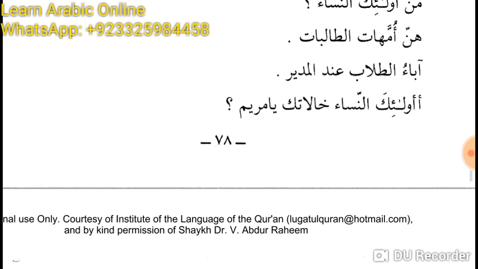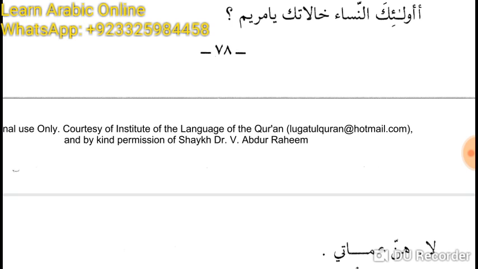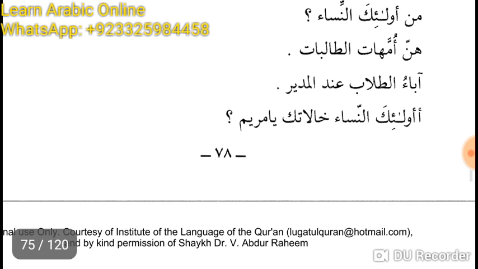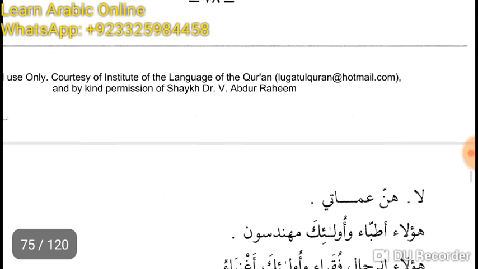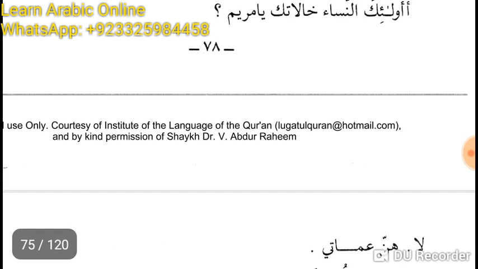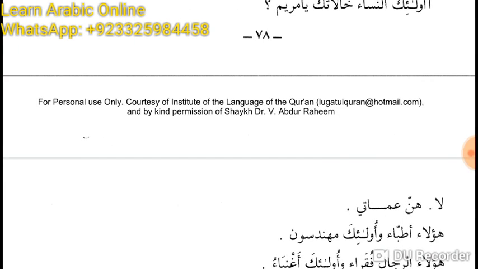أولئك النساء خالاتك يا مريم؟ Are those ladies your aunties, O Maryam? لا هن عماتي. No, they are my father's sisters. So what is the meaning of khalati and what is the meaning of ammati? Khalati is auntie from mother, and ammati is auntie from father. Yes, good. Khalati, the sister of your mother, and ammati, the sister of your father. Okay.